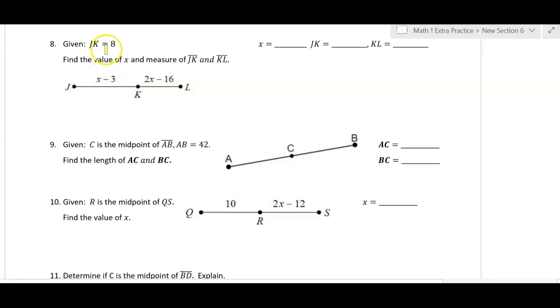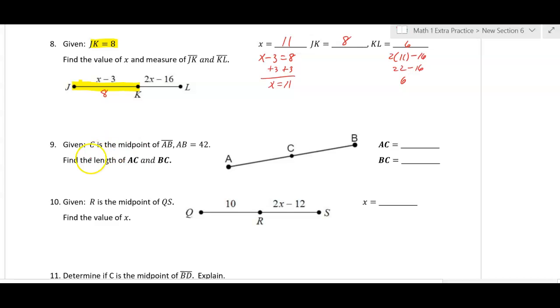Next one, if I look, JK is equal to 8. So this segment here is 8 units long. So right away that tells me my setup to find x is x minus 3 is equal to 8. If I solve it, x is equal to 11. Now right away JK, you know, is 8 already. KL would be 2 times 11 minus 16, which would be 22 minus 16, which is 6 units long.